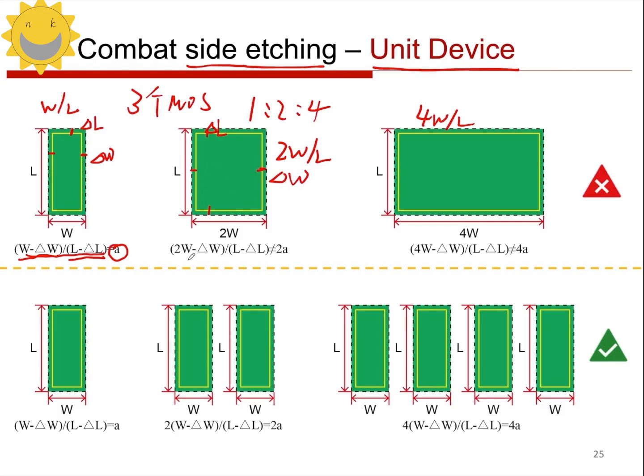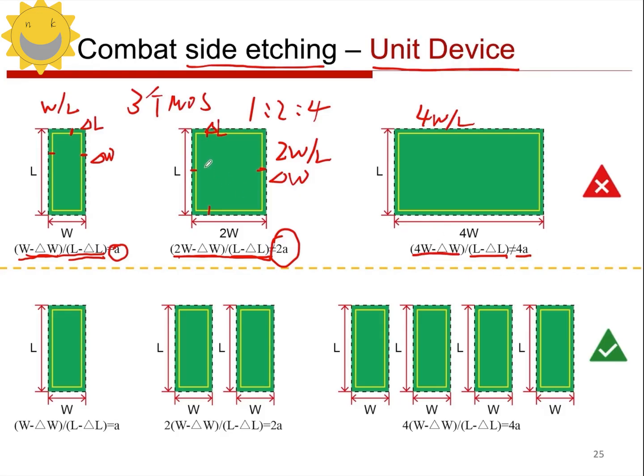What is its actual width to length ratio? It's (2W minus delta W) over (L minus delta L), right? Now, let's examine this ratio. This ratio is obviously not equal to twice A, right? It's not equal to twice A. So the second transistor is not actually twice as wide as the first transistor. And the same goes for the fourth one, right? The fourth one is (4W minus delta W) divided by (L minus delta L). It is obviously not equal to 4 times A.